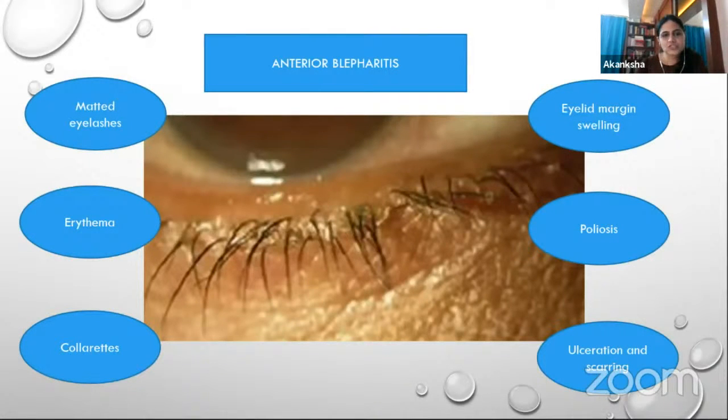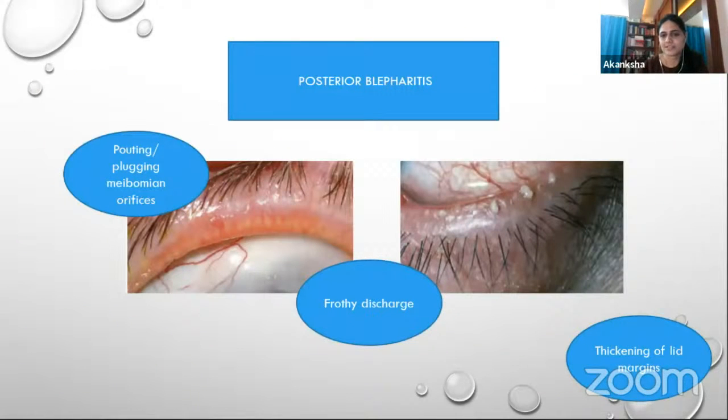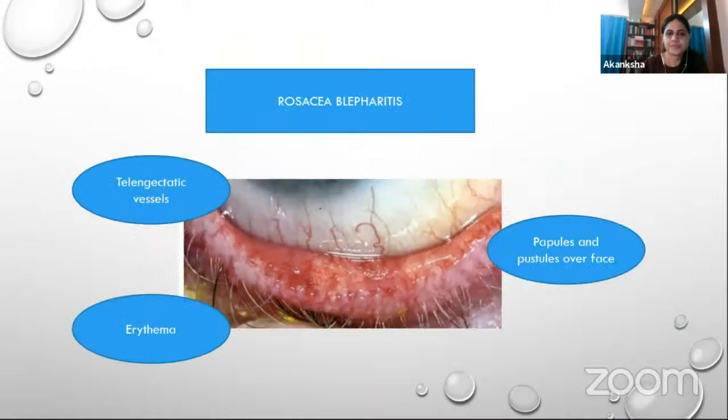So when you look at a picture, you will see matted eyelashes. You can see erythema of the lid margins. There would be collarettes. Sometimes there could be swelling, poliosis, and in severe cases, there may be ulceration and scarring as well if you're looking at anterior blepharitis. But if you're talking of posterior blepharitis, like we discussed in Meibomian gland dysfunction, you would see pouting or plugging of the Meibomian orifices. You would see some frothy discharge, and you would see thickening of the lid margins. If the patient has rosacea, you can also see a lot of telangiectatic, dilated vessels running up to the lid margins, erythema, and papules and pustules over the face.